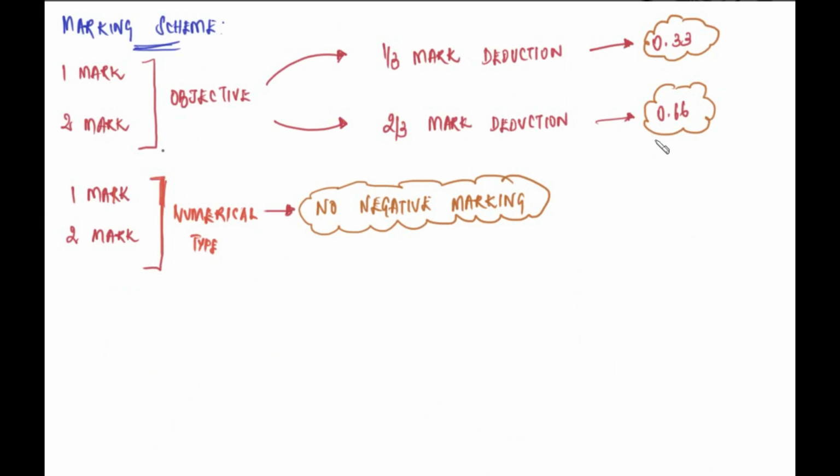But in the case of numerical type questions, you don't have any negative marking at all, even if you give a wrong answer. Okay, so be very careful when you are marking your objective type questions with options. If you don't know the right answer, better don't attempt it, because you will lose marks if it's going to be wrong.